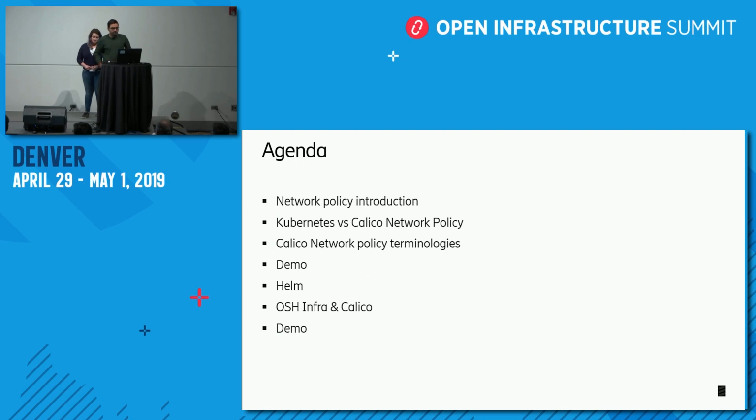Okay, so setting up the agenda, today we're going to talk about network policies that are provided by Kubernetes to secure our cluster. I will be starting off with the policy introduction and then talking about Kubernetes native network policy as well as Calico's network policy. We'll be looking a little bit into the network policy terminologies provided by Calico as well. Then I'll be showing a small demo as to how these network policies work.